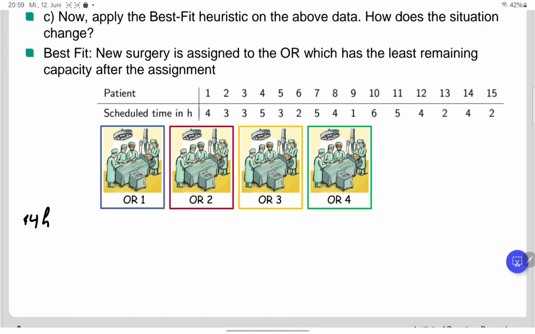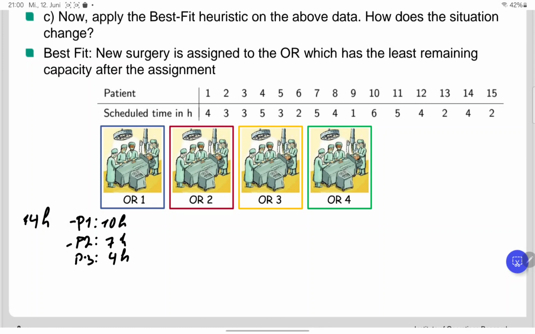So let's start with the first patient. Okay, so that would give us 10 hours that still can be used. Okay, so the second is also fine. Okay, we have 7 hours left. We can also use the third patient. Still have 4 hours left.